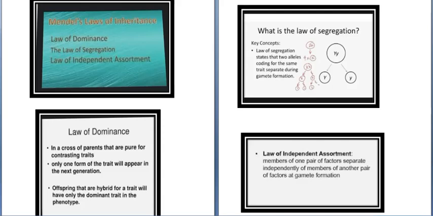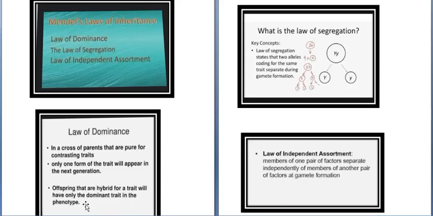Law of dominance says that out of a pair of contrasting characters present together, only one is able to express itself while the other remains suppressed. What does it mean? That in a cross of parents that are pure for contrasting traits, only one form of the trait will appear in the next generation. Like if it is tall and dwarf, only tall will appear.